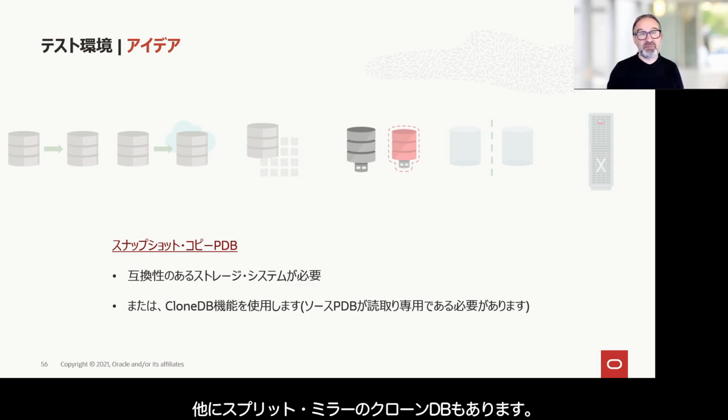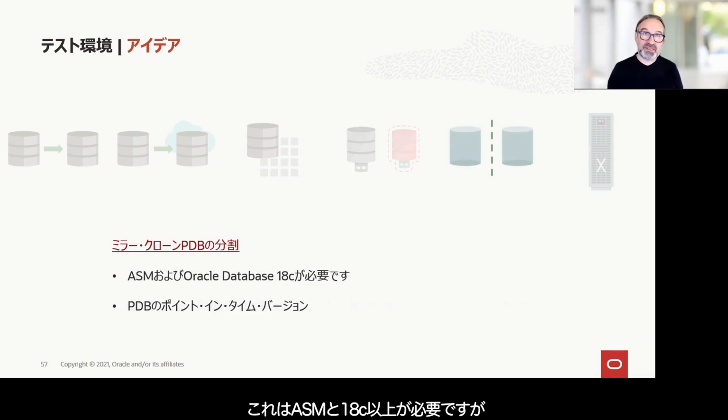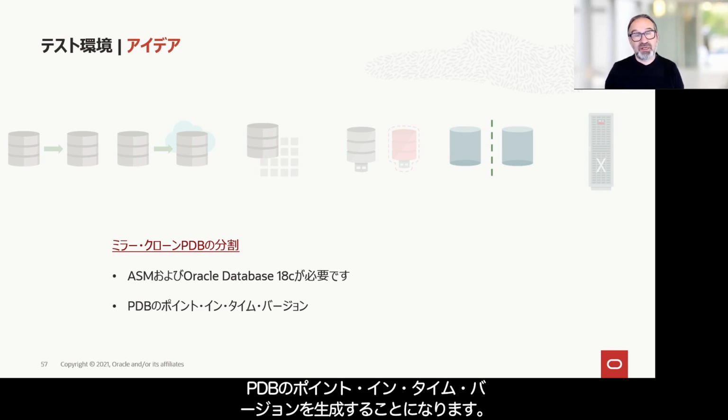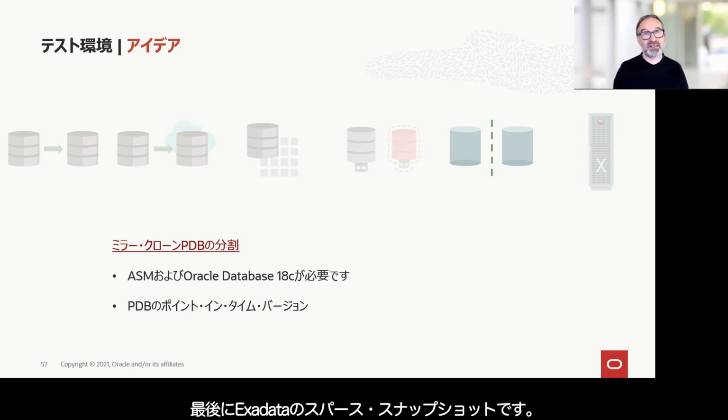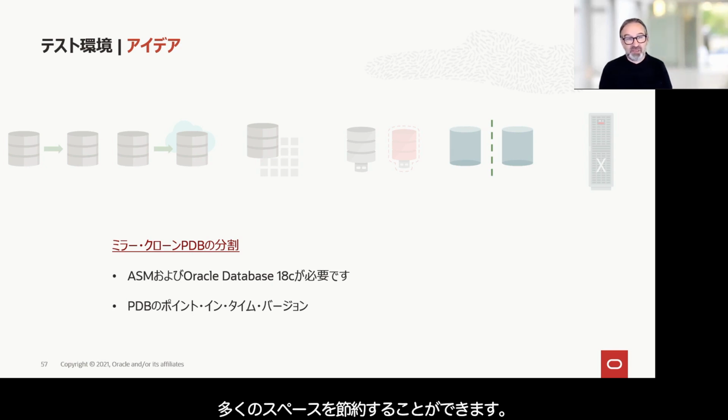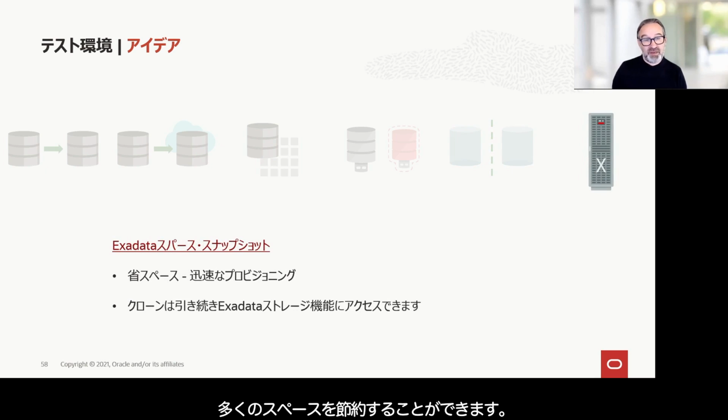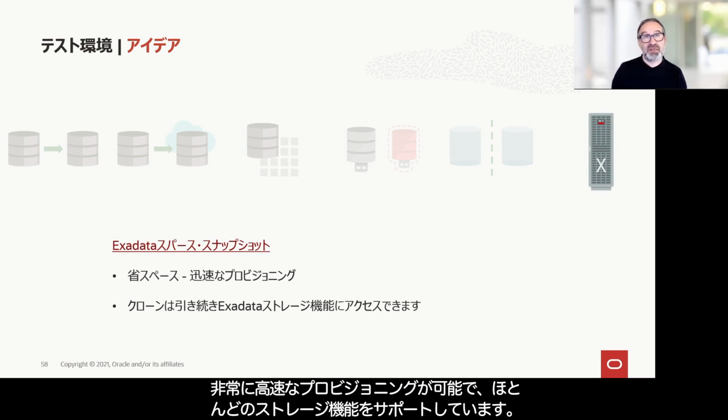Then we have split mirror CloneDBs. This requires ASM and at least 18c, and it will be generating a point-in-time version of a PDB. And finally, on Exadata, sparse snapshots. Here you can save a lot of space, fast provision, and it supports most of the storage features as well.